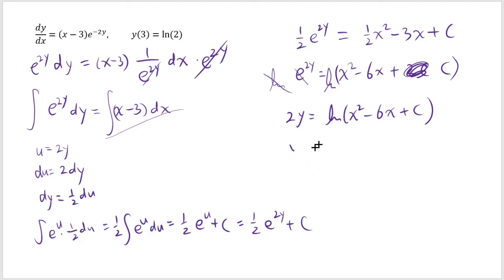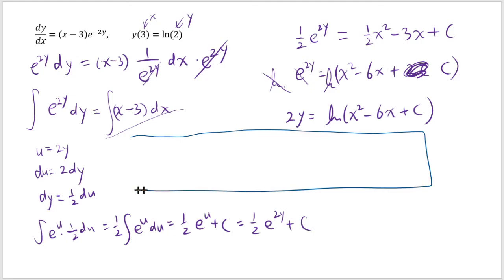Well, at this point, let's try to find the value of c. Okay, so here, when x is 3, y is ln of 2. So let's figure out what that would give us. Maybe over here, I might do that calculation. 2 times ln of 2 is equal to ln of (3 squared minus 6 times 3 plus c). So that means 2 times ln of 2 is equal to ln of (9 minus 18, that's negative 9, plus c), right?